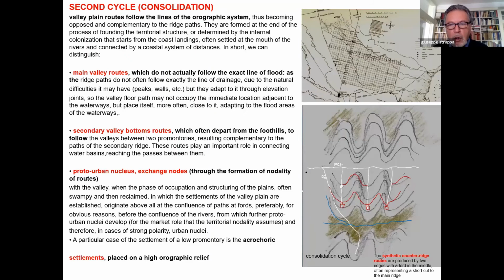Okay, we have after a second phase in the forming of the territory, which is the organizing of the valley, mostly in the Roman period with Centuriatio. And in this case, we have the secondary valley ridge, valley road, which go in this direction, connecting hydrographical areas.